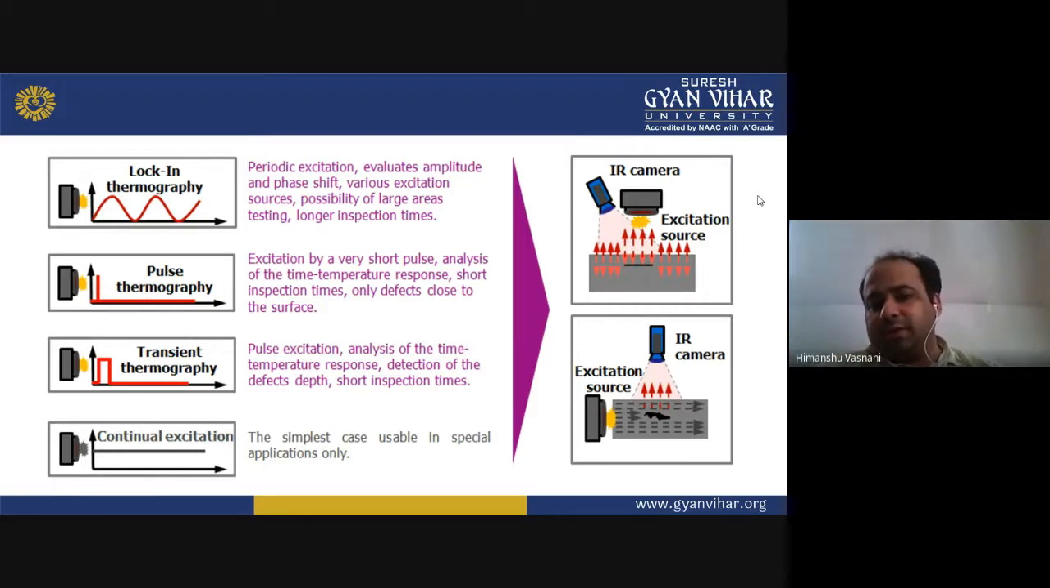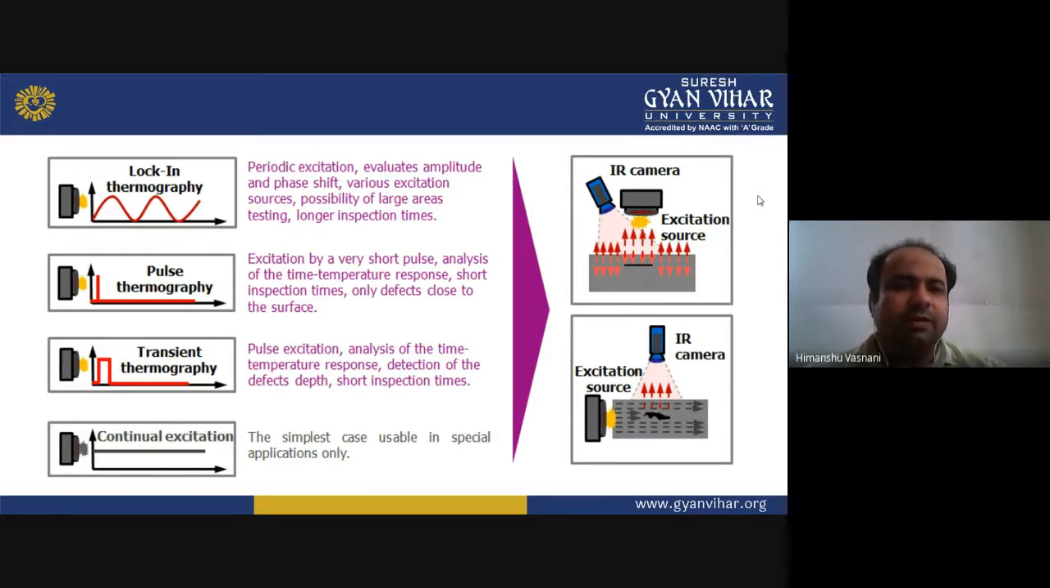So if pulse thermography is there, then it is excited by a very short pulse, and analysis of the time temperature response, short inspection times, and only defects close to the surface can be detected. Because when you talk about pulse thermography, as the name says, normally the defects or the discontinuities that are on the surface or close to the surface can be inspected very easily through this kind of thermography.